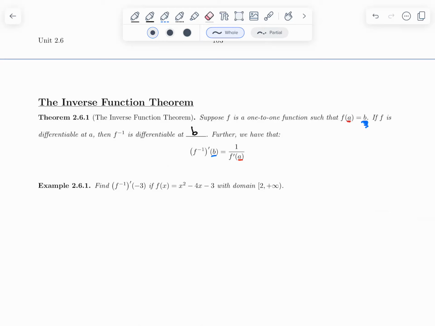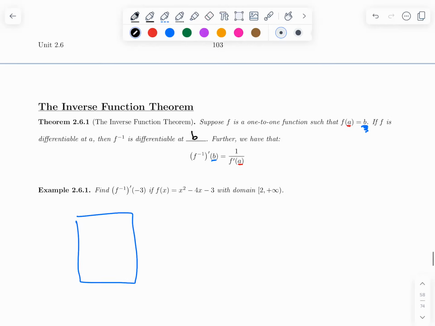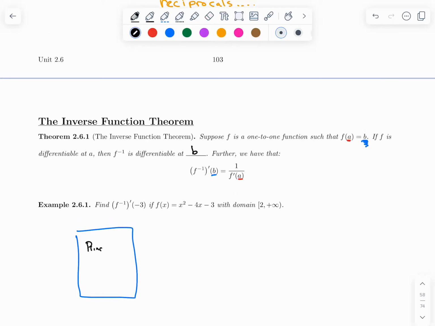And this is the single variable case of the inverse function theorem. There's actually a multivariable case, which I think I've told you guys about: Rudin's textbook, Principles of Mathematical Analysis by Walter Rudin.